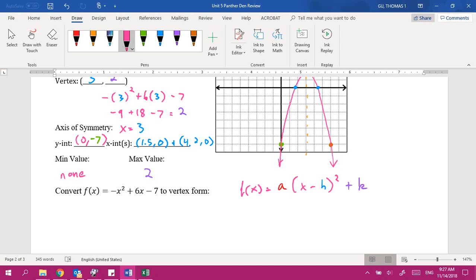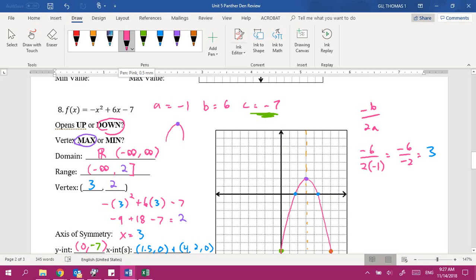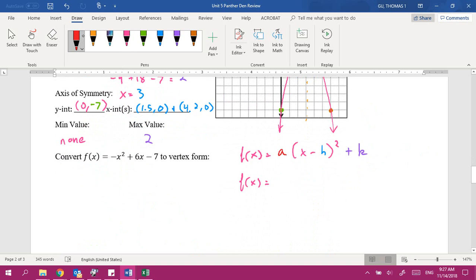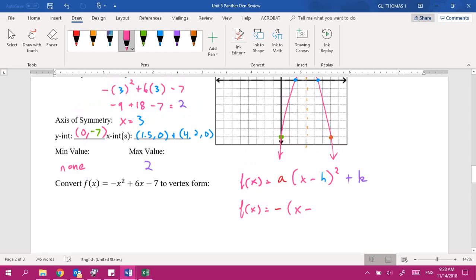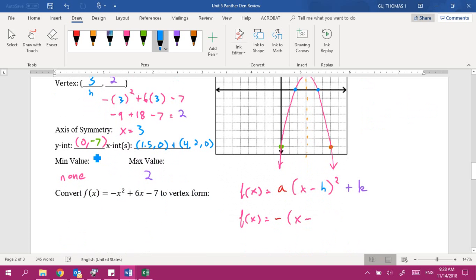Okay, so f of x equals, what is a? Negative 1. We got that at the very beginning. It's the same a from your standard form. So we just put negative 1, or you can just put a negative sign. Same thing, right? Parentheses x minus, what's h though? 3. So x minus 3 squared.